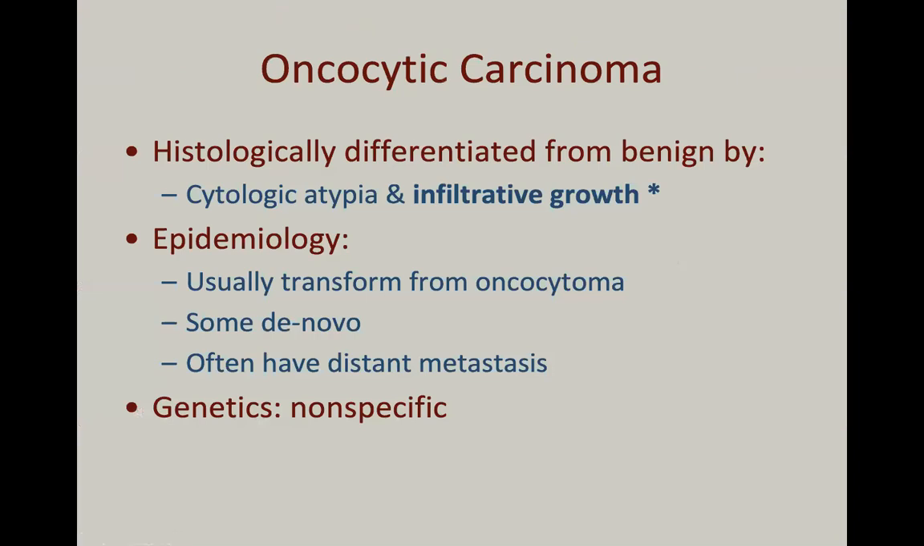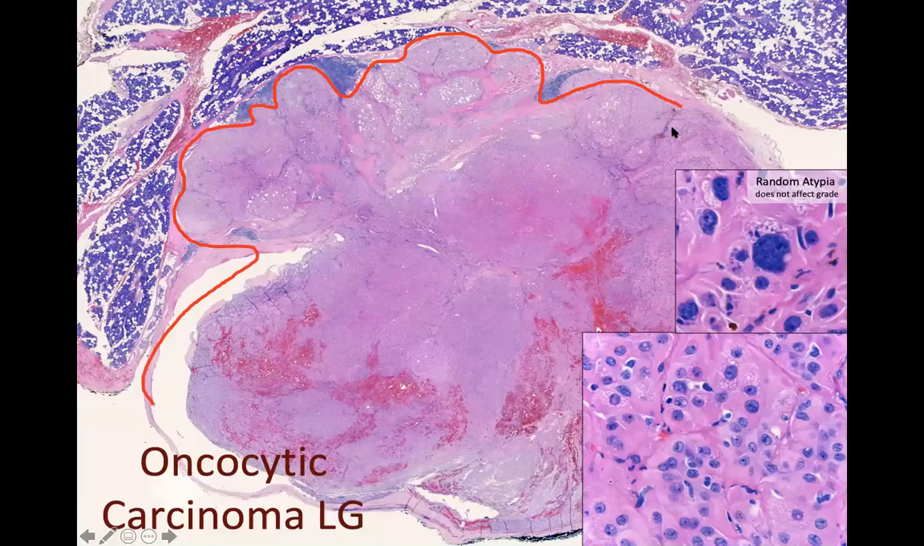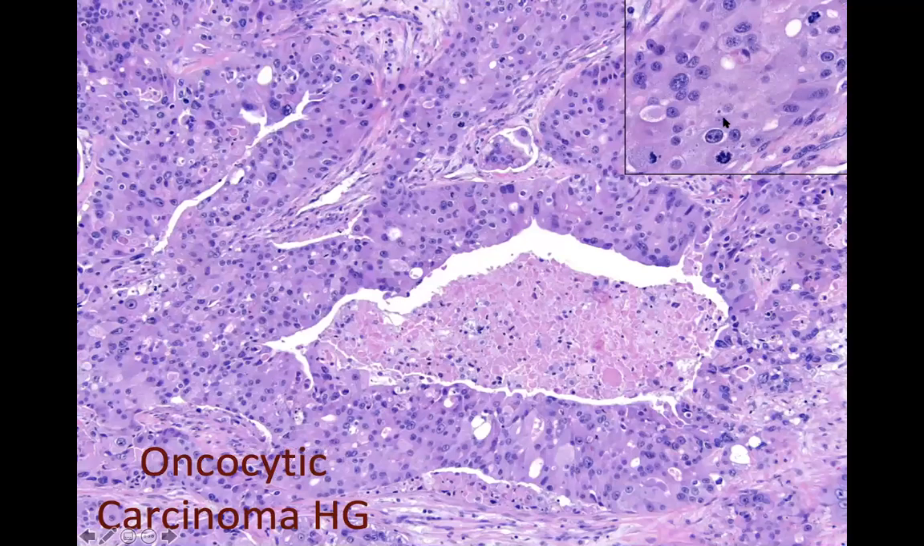Oncocytic carcinoma, as you may have guessed, is differentiated by its infiltration. So if you look at the low power of an oncocytic carcinoma, you can see it has these tongues that invade into the adjacent tissue, and by definition, that is now a carcinoma. You can get random atypia in oncocytic tumors that does not affect the grading of these. As you can see here, these very large random cells. But grade is more often related to things like increased mitoses, necrosis, as I mentioned before, in the background of an otherwise oncocytic neoplasm.